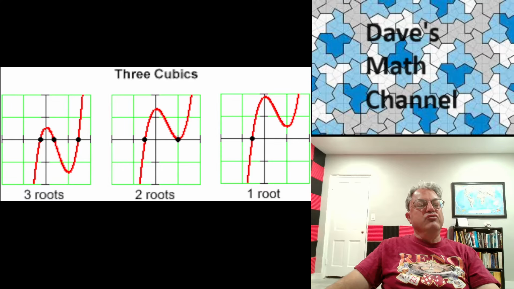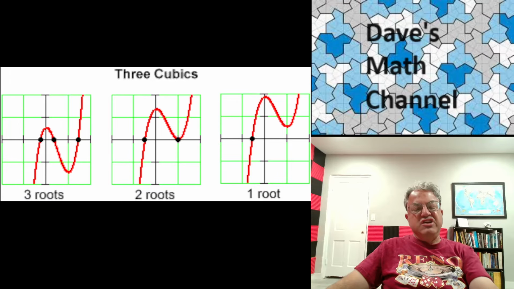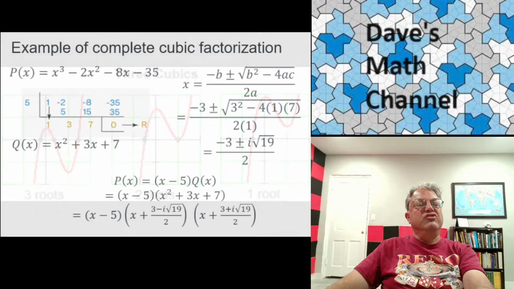Or one of the roots could be repeated, which is the second case, and then you have 2 real roots, one of them repeated, so you still have 3 real roots counting multiplicity. But in the third case, the one on the right, you only have 1 real root, but then you still have 2 imaginary roots. And those imaginary roots, just like in the quadratic case, are complex conjugates of each other. So those are the 3 things that can happen with a cubic polynomial.